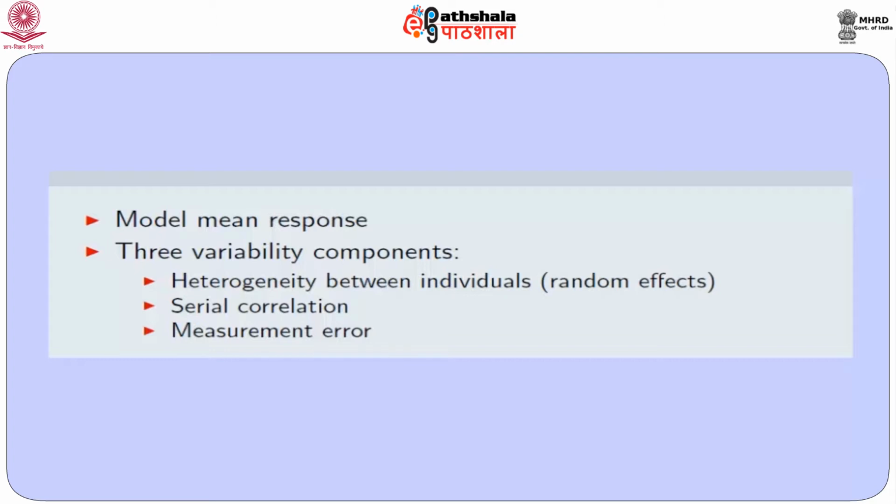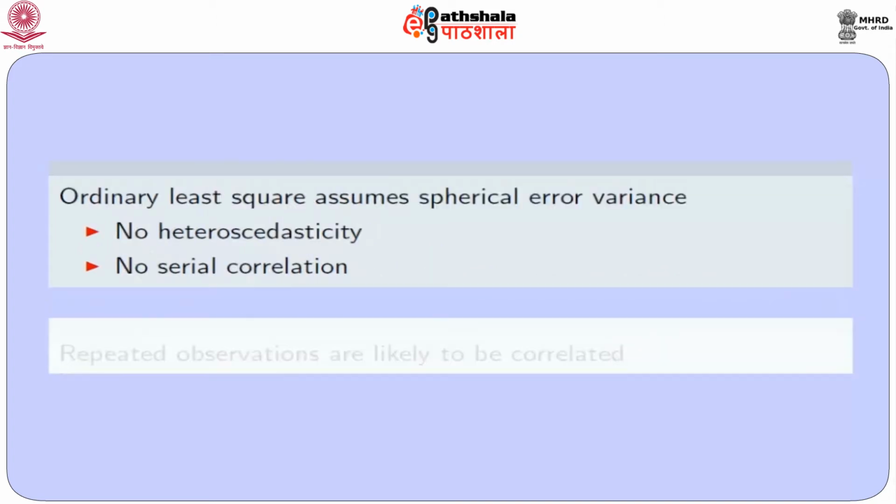Now, why do we need special methods? Why not ordinary least squares? Because ordinary least squares has a huge applicability. The problem is that ordinary least squares assumes something called a spherical error variance, which means that there is no heteroscedasticity in the data and there is no serial correlation in the data. However, the repeated observations are likely to be correlated, and by the very design of longitudinal studies, there is heteroscedasticity and there is serial correlation.